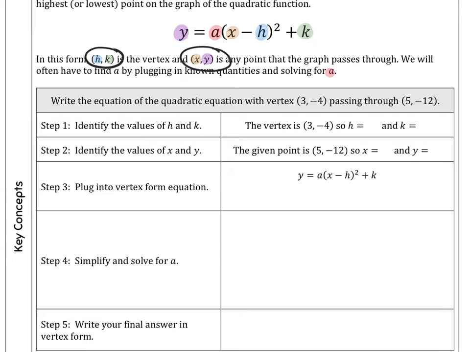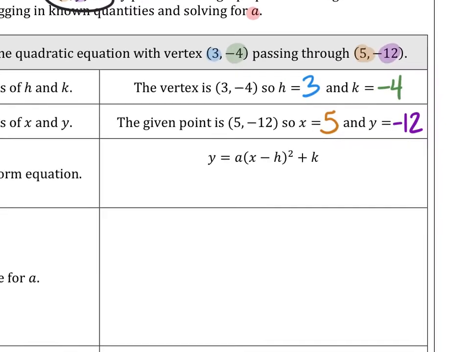We're going to write the equation of a quadratic with a vertex at 3, -4 that passes through the coordinate point of 5, -12. Which means that H is 3 and K is -4. It also means that X is 5 and Y is -12. Do you see how I'm just literally taking those coordinate points and giving them letters? H, K is the vertex, X, Y is the coordinate point. We're going to plug those numbers into the vertex form equation.